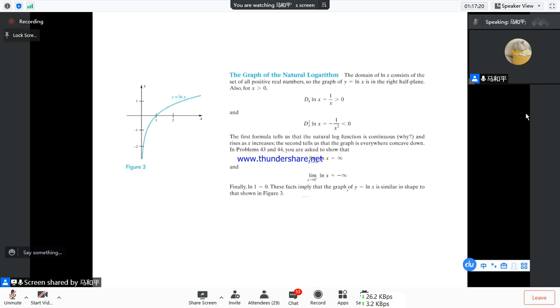Okay. Now we will give the graph of the natural log. The domain of log x consists of the set of all positive real numbers. So the graph of y equals log x is in the right half plane, for x greater than 0.